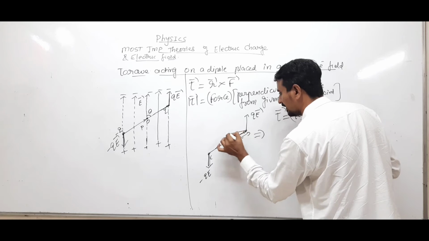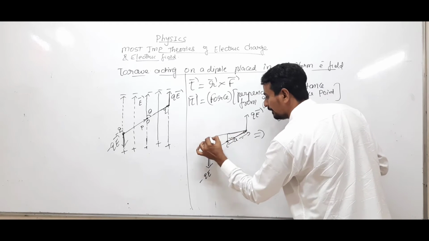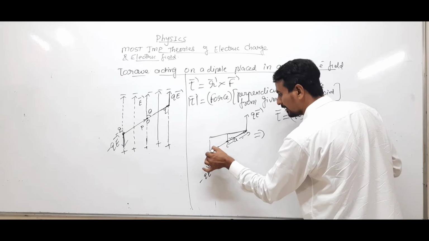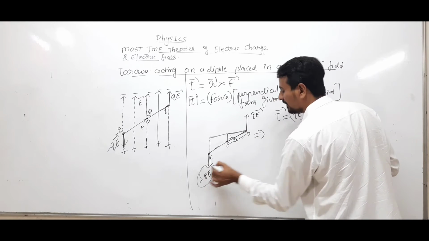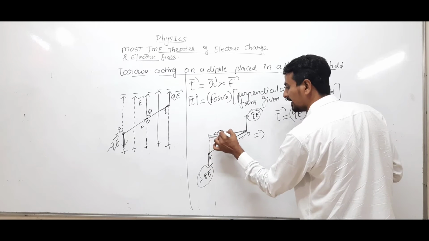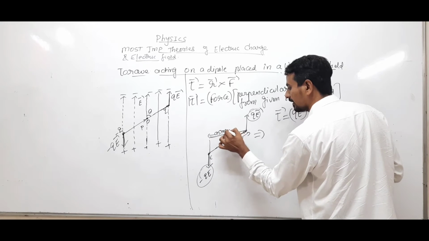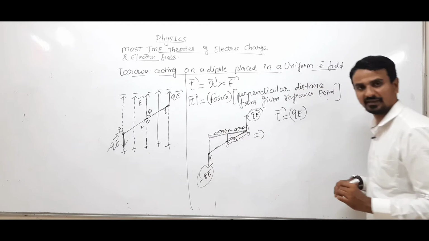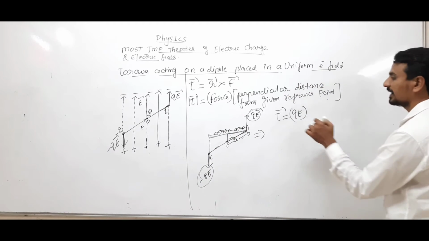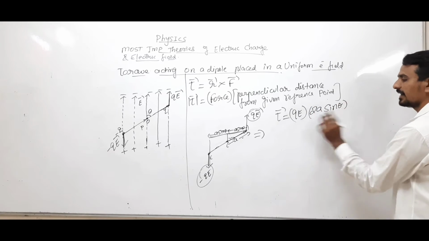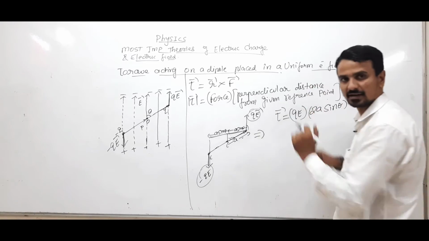This is A sin theta. In the same manner, this will also be A sin theta, right? So the perpendicular distance for both these forces, QE and minus QE, will be A sin theta and A sin theta. Clear? So the total perpendicular distance will be 2A sin theta, right? So torque is QE into 2A sin theta. 2A sin theta is the perpendicular distance for both the charges.